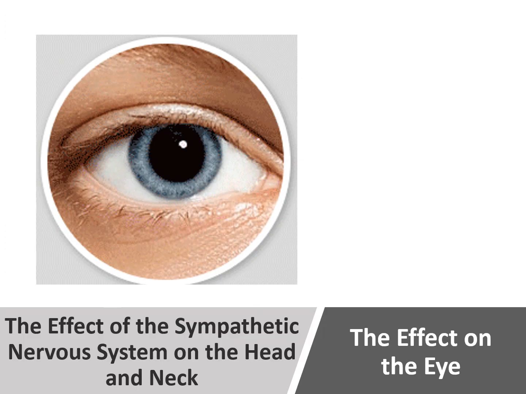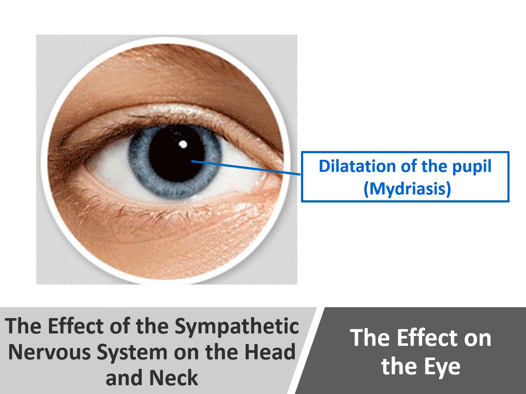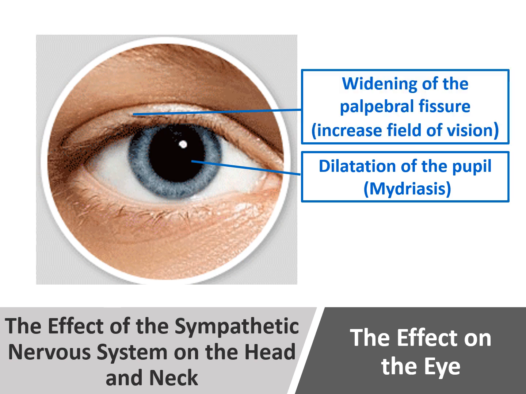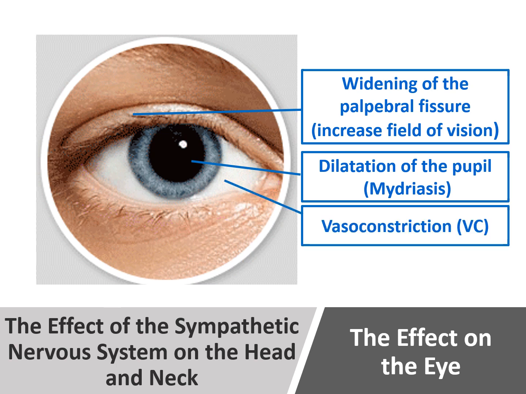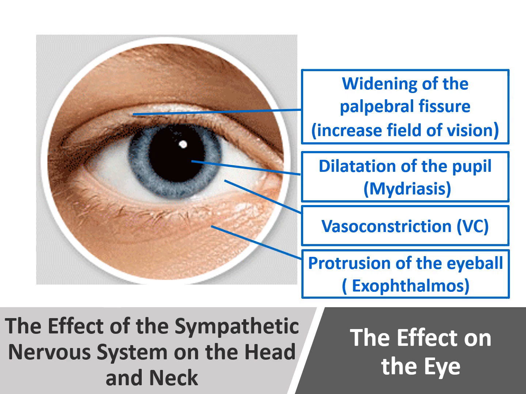We'll discuss the effect of the sympathetic nervous system on the head and neck, starting with the eye. In the eye, sympathetic stimulation causes mydriasis, which is dilatation of the pupil. Sympathetic stimulation to the eye produces widening of the palpebral fissure due to contraction of the levator palpebrae superioris muscle, thus increasing the field of vision. Sympathetic stimulation to the eye produces vasoconstriction of the blood vessels of the eye. Sympathetic stimulation of the eye produces exophthalmos, which is protrusion of the eyeball caused by contraction of the orbital muscles behind the eyeball. This is seen in animals.